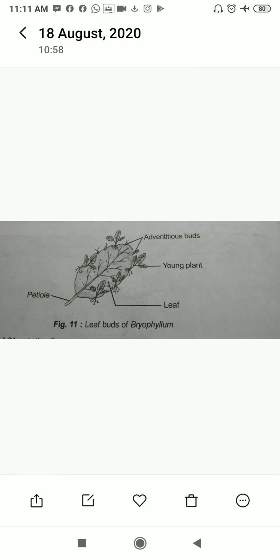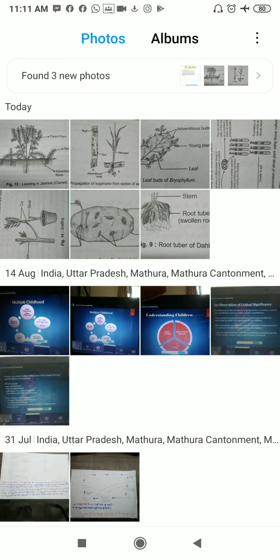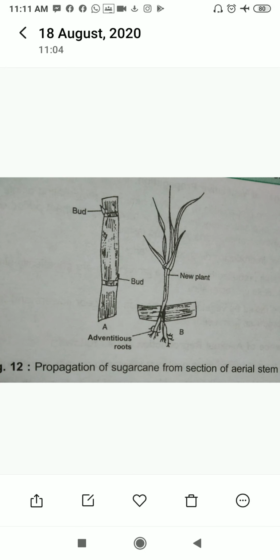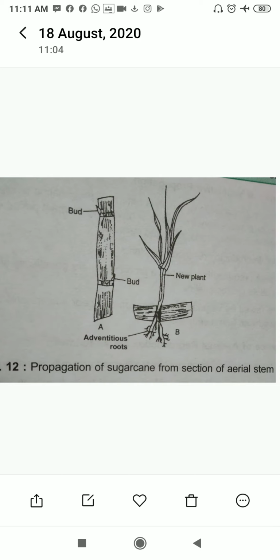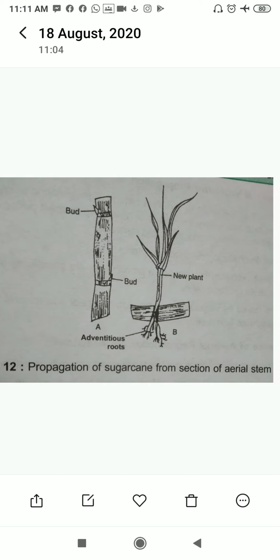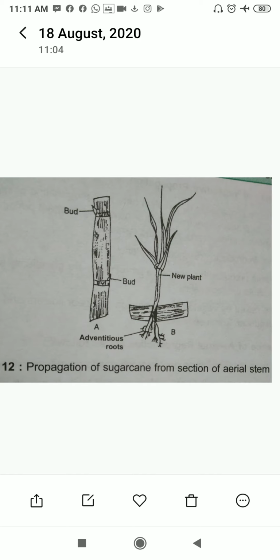So first is cutting, and again I'll show you the picture of cutting. In this, a cutting of stem, root or leaf can be used for vegetative propagation. A cutting gives off roots when placed partly under moist soil and then develops into a new plant. Many horticultural plants like grapes, falsa, sugarcane and rose are propagated very commonly by this method.